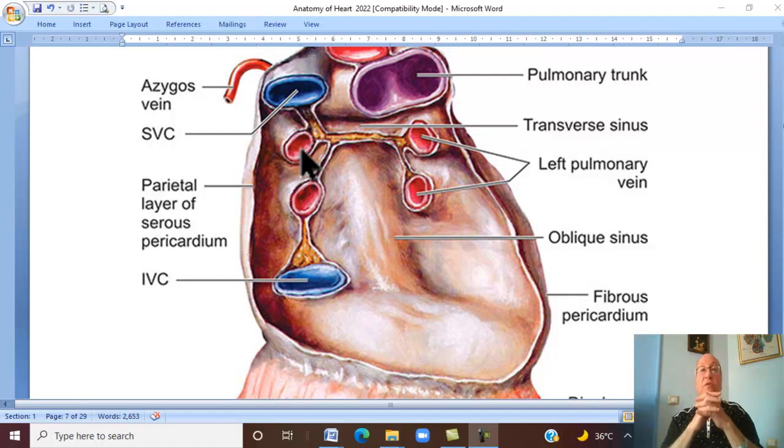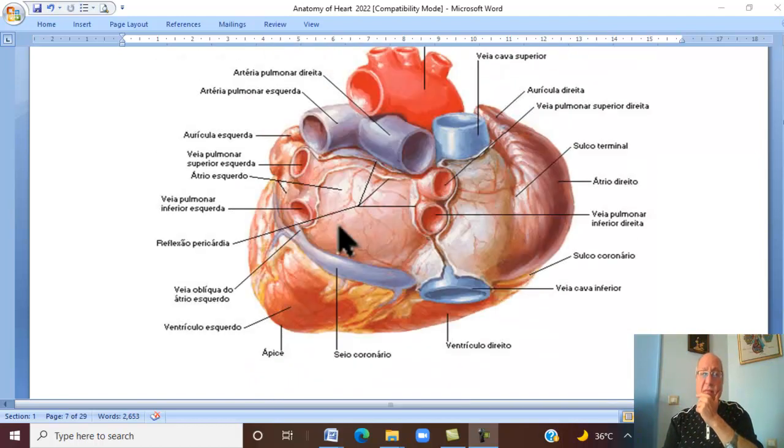Posterior to these two structures, there is a vein on the posterior aspect, a very small fine vein, passing obliquely on the left atrium, called the oblique vein of the left atrium. The base is related posteriorly to this oblique vein of the left atrium, which passes to drain into this vein, which is called the coronary sinus.